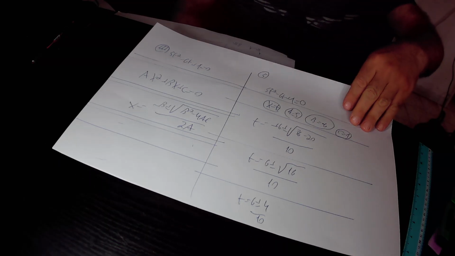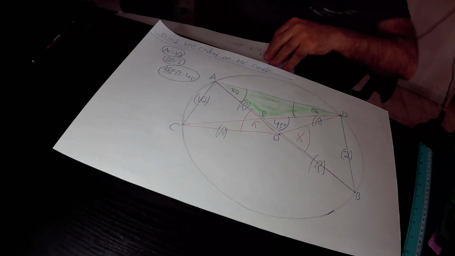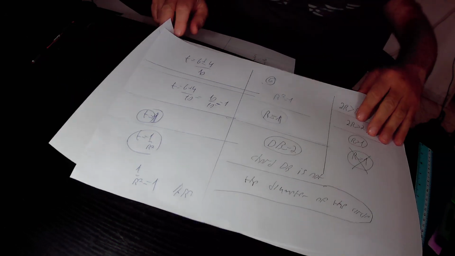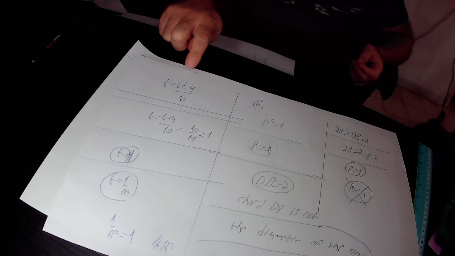So here we have two solutions that are possible for t. Again, we found out that t equals 6 plus minus 4 over 10.